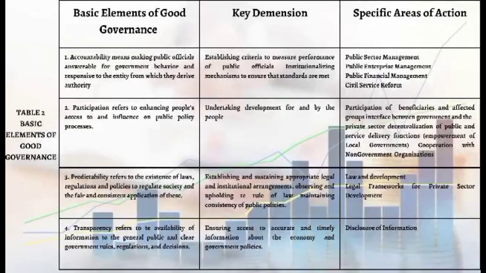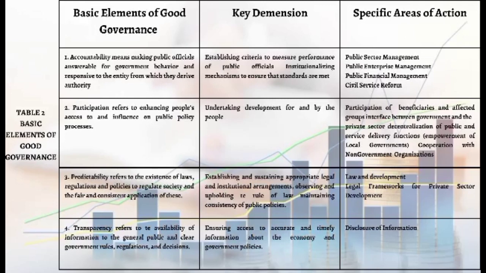Table 2. Basic elements of good governance. 1. Accountability means making public officials answerable for government behavior and responsive to the entity from which they derive authority. Its key dimension is establishing criteria to measure the performance of public officials and institutionalizing mechanisms to ensure that standards are met. Its specific areas of action are public sector management, public enterprise management, public financial management, and civil service reform.